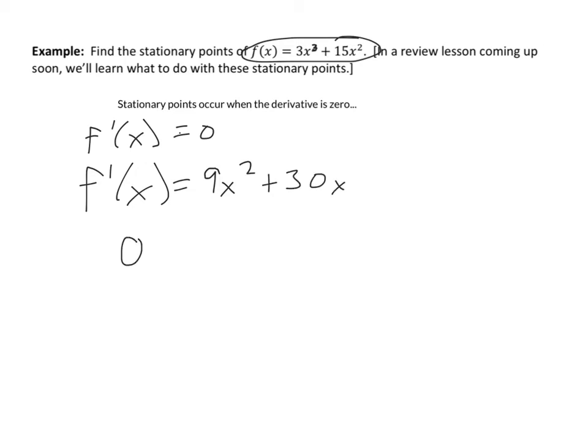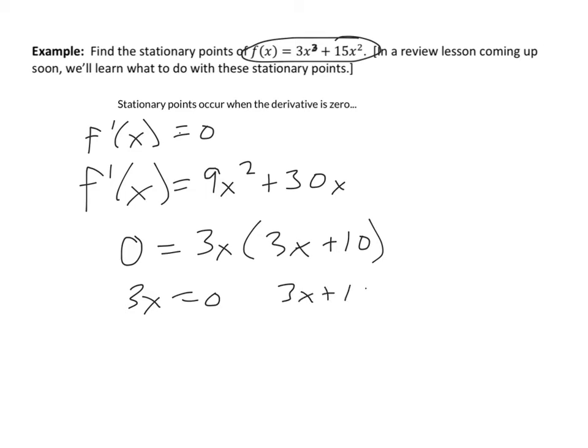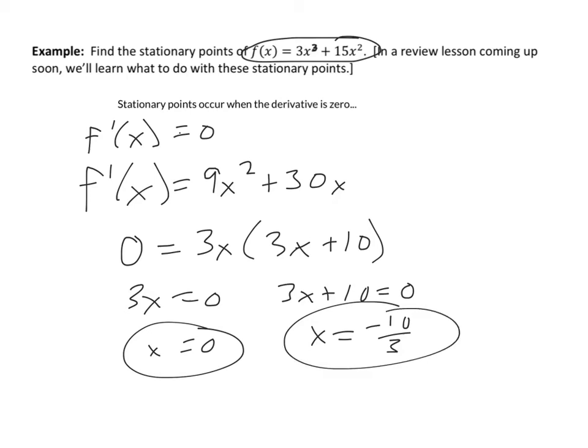Now if I took this and set it equal to 0, I could factor this: 3x times 3x plus 10. And so this will give me that either 3x is 0 or 3x plus 10 is 0. And that means that x is 0 is one stationary point. I'm sorry, that's the location of a stationary point. And the other one would be negative 10/3. So since they said find the stationary points, we actually do need to plug those things back in. So I would have 0, 0.